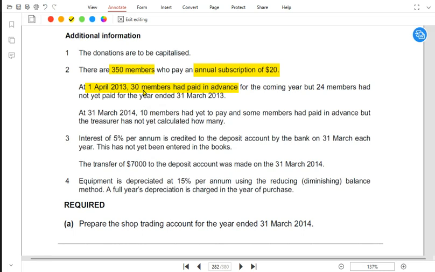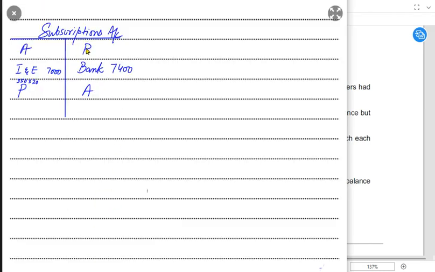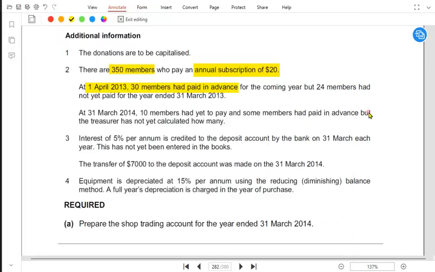So what we need to do is multiply 30 members by the subscription per member. What is the subscription per member? That is $20. So we just need to multiply 30 into 20 in order to find this advance. Advance is basically prepaid. So at the start of the year, 30 members had paid in advance. So this makes $600 of prepaid income at the start of the year.